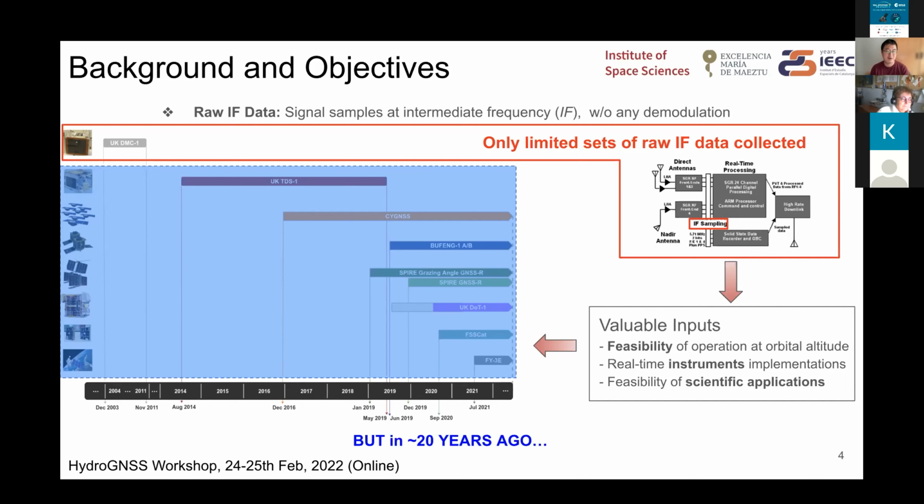First, it consolidated the feasibility of receiving reflected signals in space, even with a lower gain antenna. Second, it provided a useful reference for the implementation of the real-time instrument. Finally, it also demonstrated the feasibility of using space-borne GNSS-R for different scientific applications.